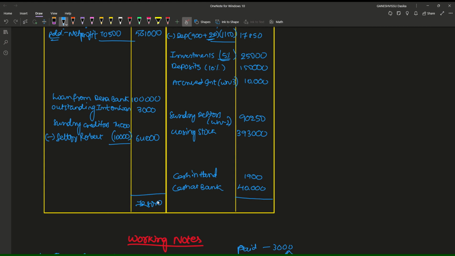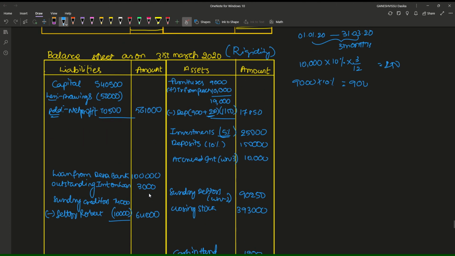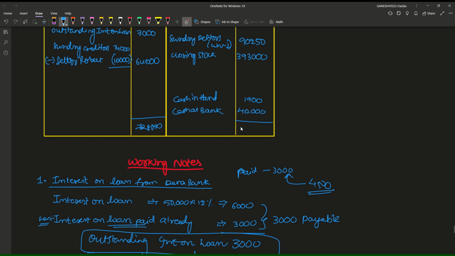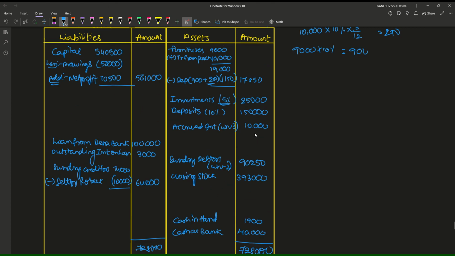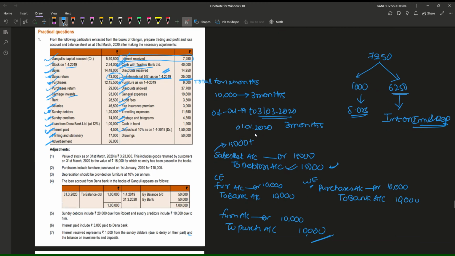Let us subtract the values of the assets. Minus 40,000 minus 1,900 minus 3,93,000 minus 90,250 minus 10,000 minus 15,000 minus 1,50,000 minus 25,000 minus 17,850. Zero. Right, 7,28,000. So our balance sheet has been tallied. What we have done is very correct, very true.